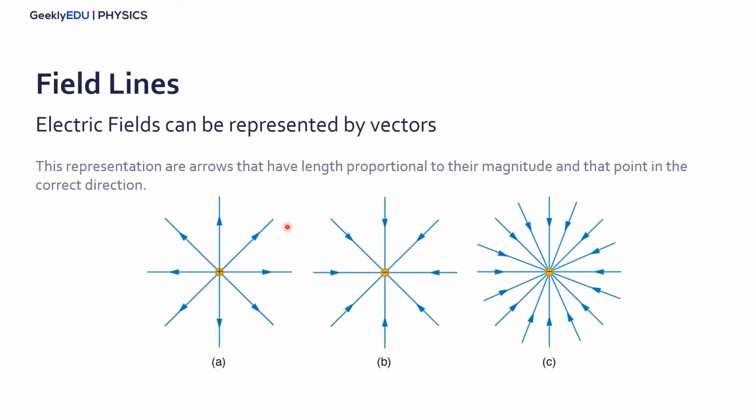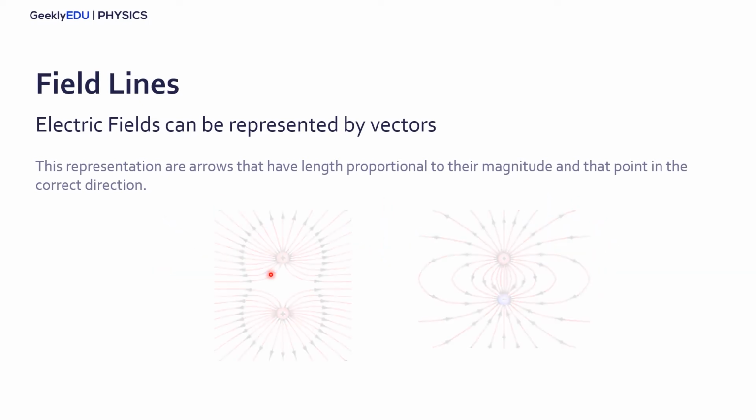Keep in mind that for positive charges, the vectors are pointing outwards, and for negative charges, the vectors are pointing inwards. And the stronger the field is, the more arrows you have. These are for point charges.